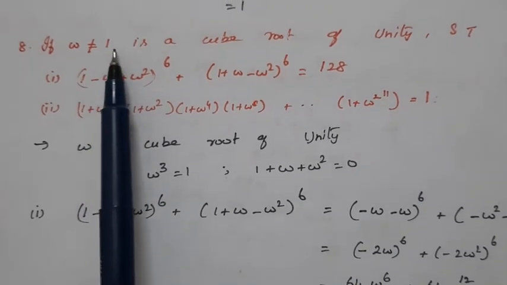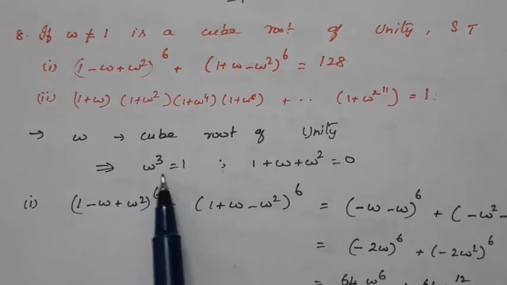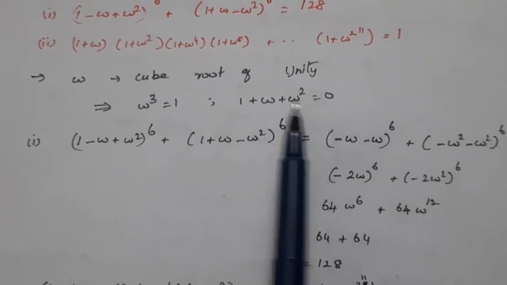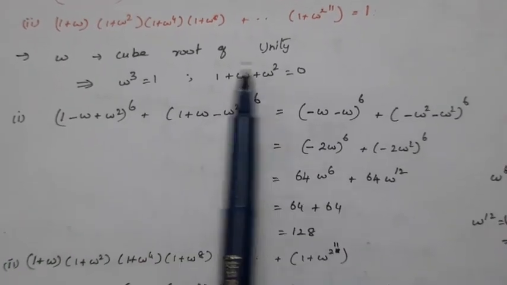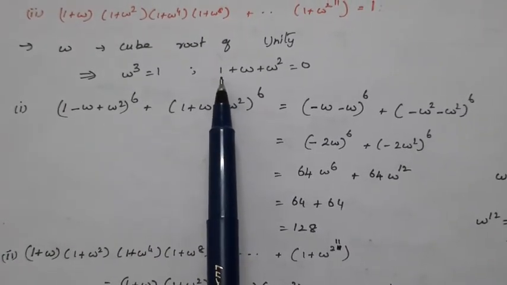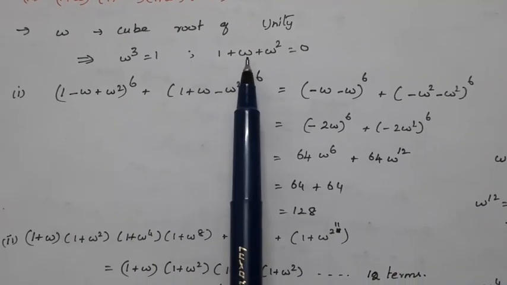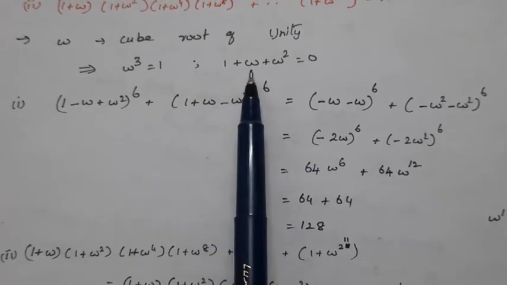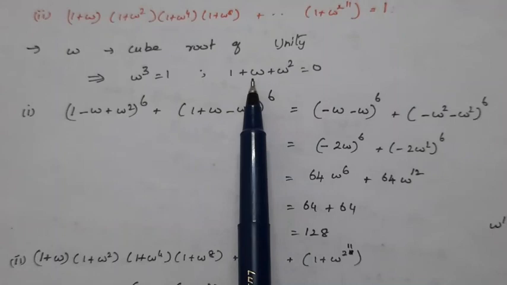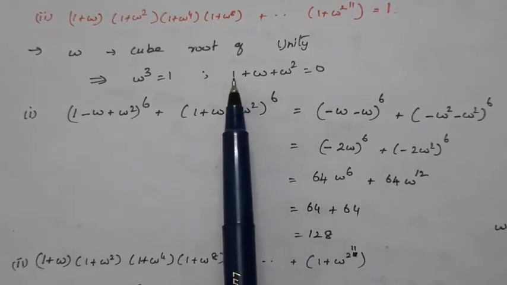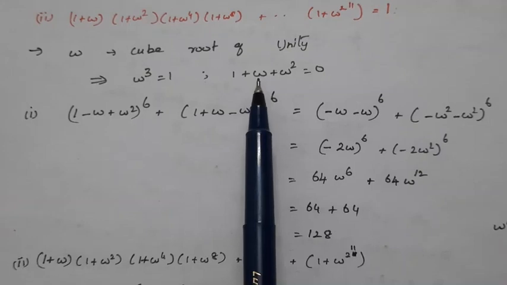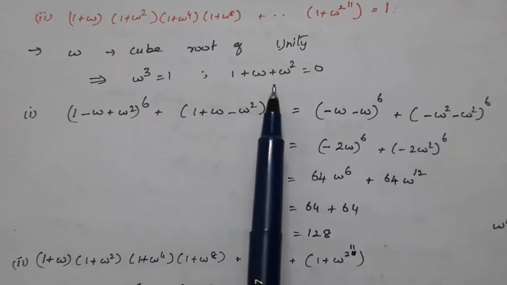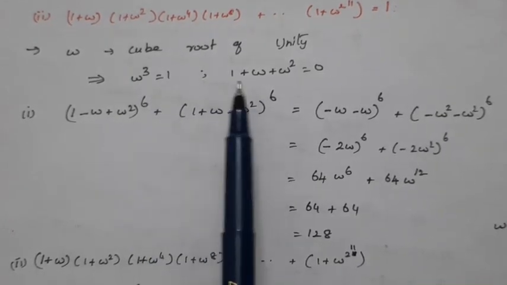So I said that when it is given that omega is a cube root of unity, immediately you have to write two results: omega cube is equal to 1 and 1 plus omega plus omega squared is equal to 0. You have to use these two results wherever necessary. Whenever you have 1 plus omega plus omega squared in the execution of the problem, you can replace it by 0, or 1 plus omega, you can replace by minus omega squared, or omega plus omega squared, you can replace by minus 1, or 1 plus omega squared, we can replace by minus omega. So whenever you see omega as a cube root of unity, you have to write these two conditions and use them wherever necessary.